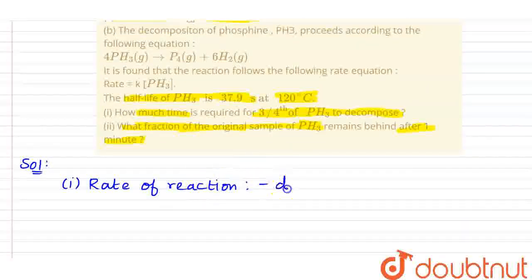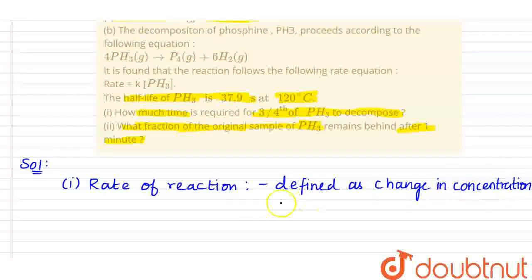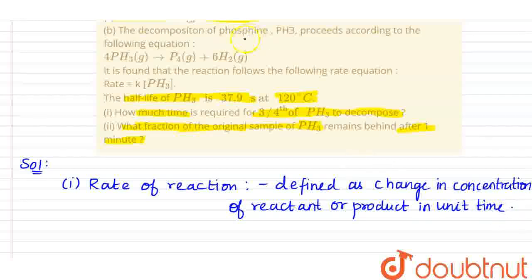Okay, so the rate of a reaction can be defined or stated as change in concentration of reactant or product in unit time. Okay, so in unit time it is said to be rate of reaction. And the second one is activation energy.